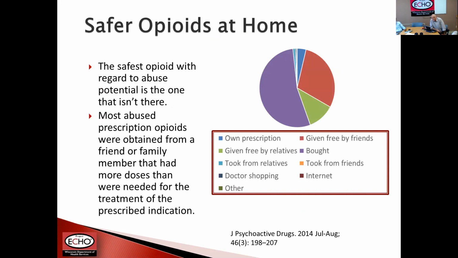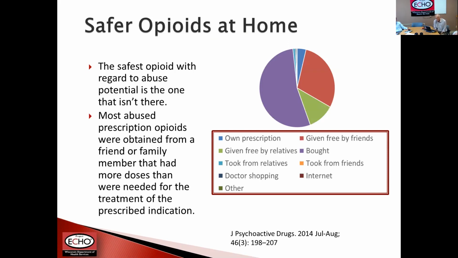If you start at about 12 o'clock, you've got a medium blue wedge, and then moving clockwise, a red wedge, green, and then purple. So these are owned prescriptions, or given free by their friends, or given free by relatives, or they bought it, or they took from relatives, which is not a very large fraction, or they took from friends. You see that the doctor shopping, the internet, and other are really just slivers, just not even a few seconds of that clock.